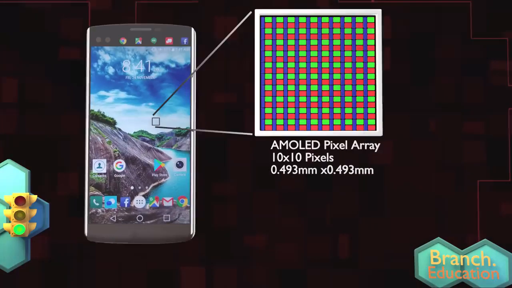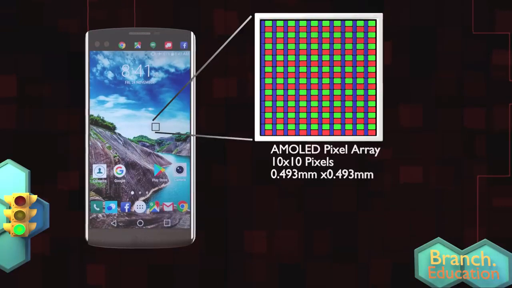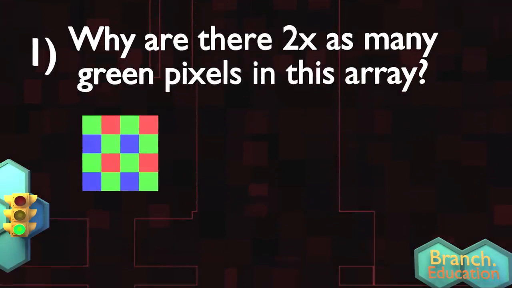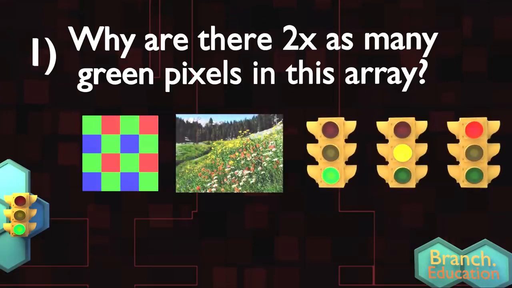Another fun fact is that if you look at your smartphone display through a microscope, then you will see a similar red, green, and blue pattern. So now we will leave you with a final question. Why are there 2 times as many green color photocells in this pixel array? Perhaps it is related to why plants are green, or perhaps why at a stoplight the green light looks a lot brighter than the yellow and red lights.